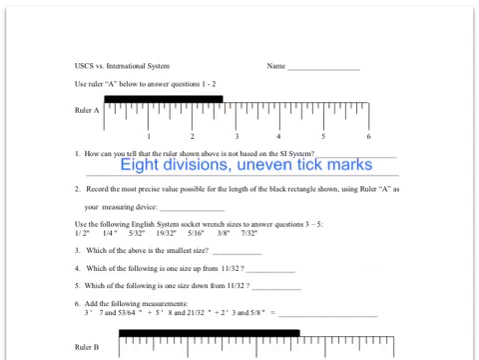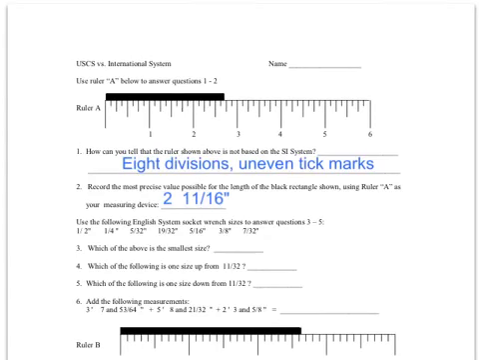So what I have to do is say, well, I'd take 5/8, and then I have to double that to make it 10/16. And since it's halfway between what would be 10/16, I add one, that's 11/16. What I get is 2 and 11/16 inches.